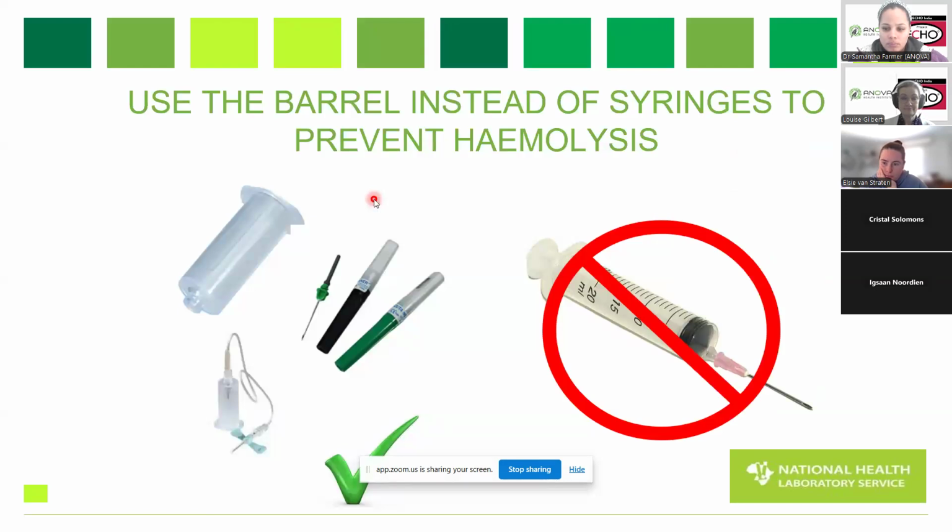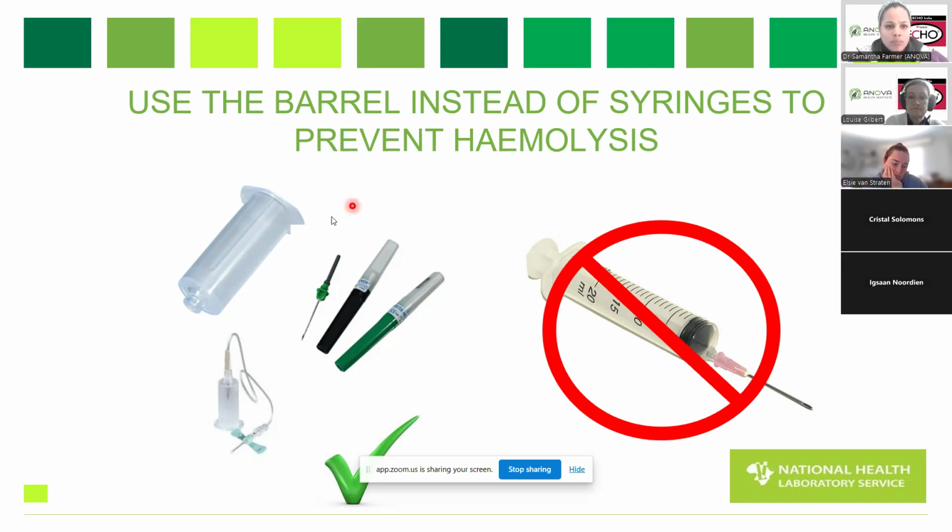Then sometimes we get samples where the sample is insufficient, or you've used the wrong tube, or the sample is hemolyzed. I have a picture up here with an arrow and a circle around the syringe and the needle. Syringe and needle is fine in certain cases. For older people with difficult veins, sometimes you have to use a syringe. But by and large, make that your second choice.